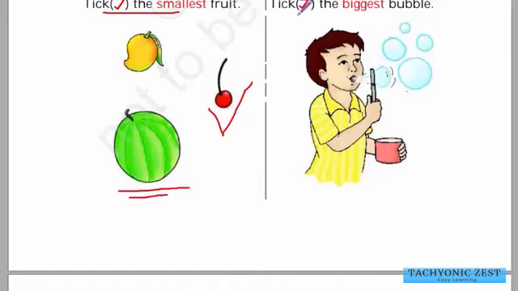Next question is, tick the biggest bubble. This is the picture of a boy, he is blowing some bubbles. Now we need to tick the biggest bubble out of all these bubbles given here. We can clearly see in the diagram, this bubble is the biggest bubble. Why? Because it is big as compared to all these. Now if we were asked to tick the smallest one, this would be the smallest one. We will see the next question.